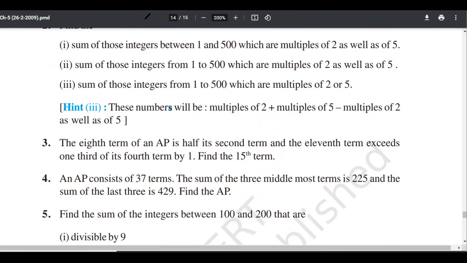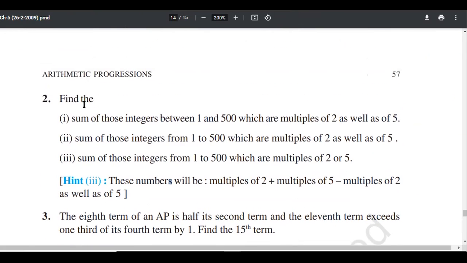Okay, so here this is the type of question that usually comes in the examinations. Find the sum of integers between 1 and 500 that are multiples of 2 as well as 5. And when we are talking about between, it means that we are not including 1 and 500. Okay, 1 and 500 is not included. It means you have to start from 2 and you have to end at 499. Okay, this is not included.